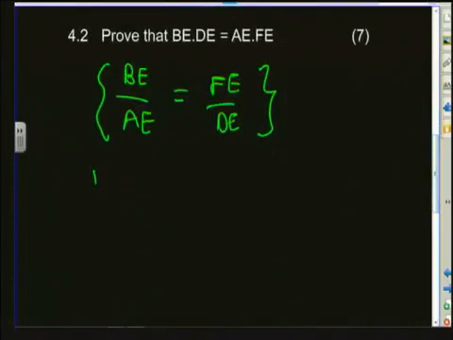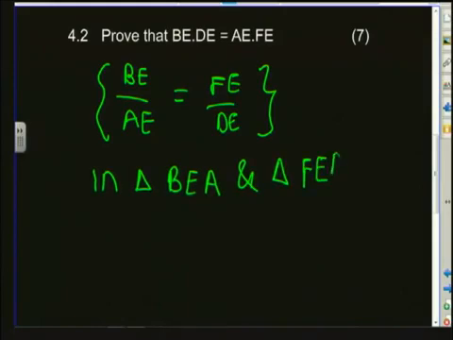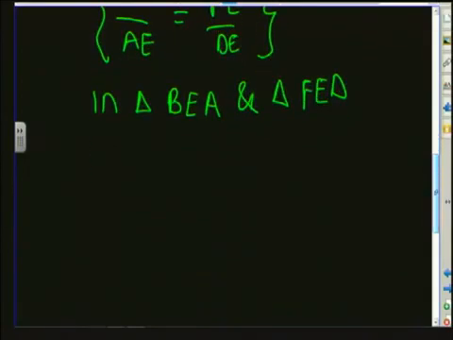Okay, so we're going to say in triangle BEA and triangle FED. Remember, to prove that they're similar, we need to state at least two angles that are equal to each other. I know that angle E1 is equal to E2. We've already shown this. We really don't need to prove it in any way. We simply state here that it was proved.